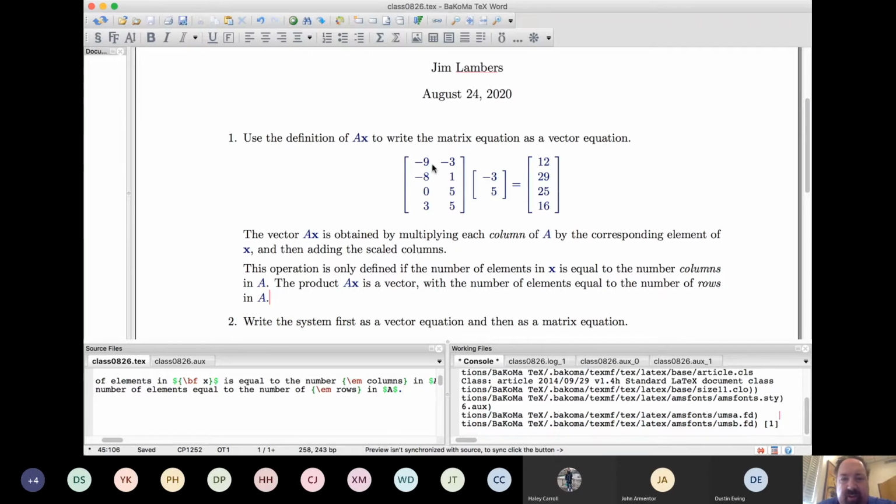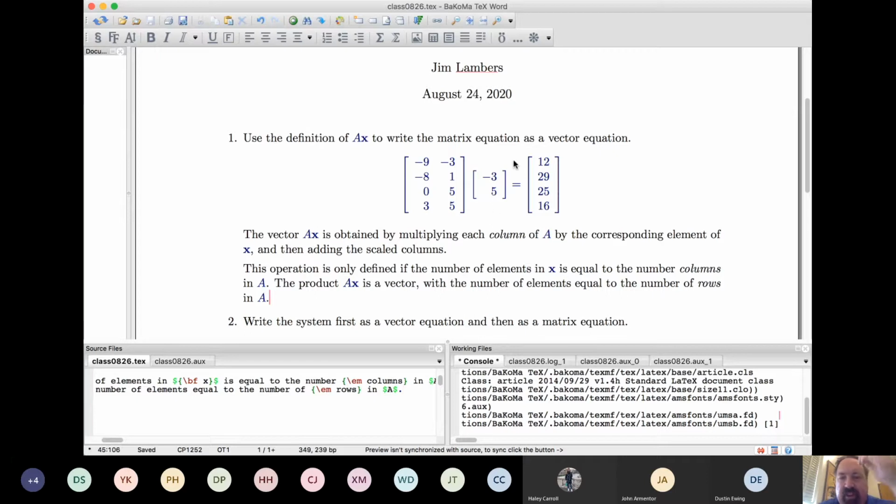Okay, so I started talking about this problem. We have a matrix times a vector equals another vector. This operation only makes sense if the number of elements in the vector, which is x, equals the number of columns in the matrix, which is A. The result will have the same number of rows as A. So what is the definition of this operation? This is what I've explained here.